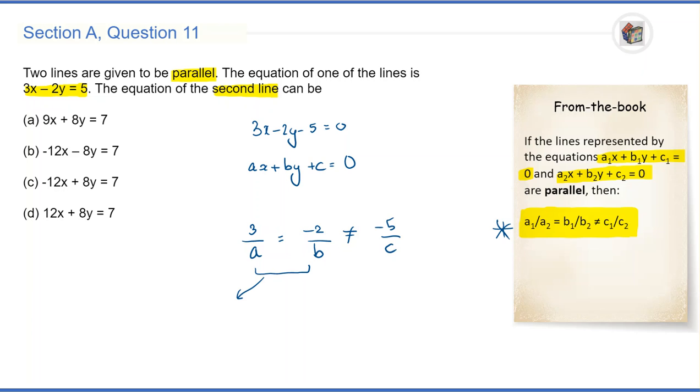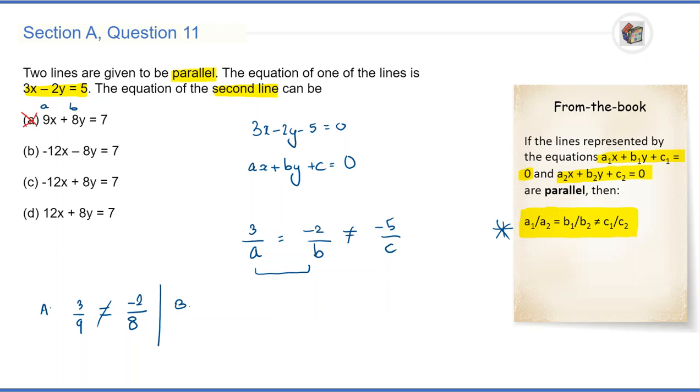So if I have choice A, then my A is 9 and my B is 8. So 3 by A is 3 by 9 and 8 as B will make it as minus 2 by 8. Are they equal? No, they're not. This is 1 by 3, this is minus 1 by 4. So the first choice is out already. It did not satisfy the first piece. Remember, I'm not even going to C because this already failed at the first step only. So this was about choice A.